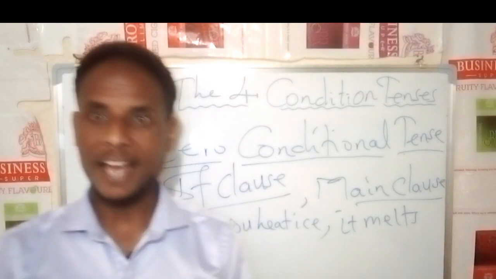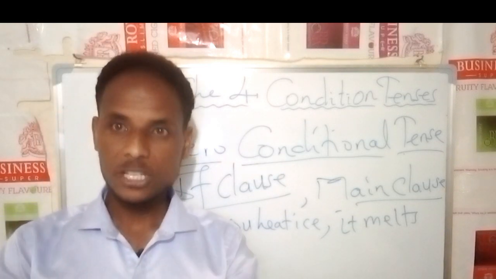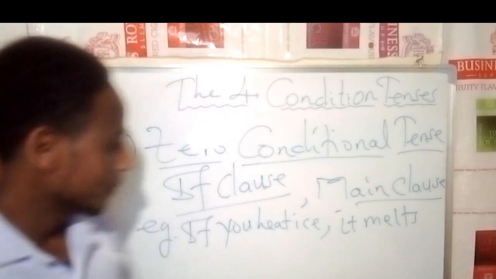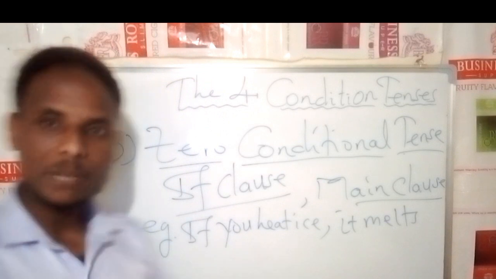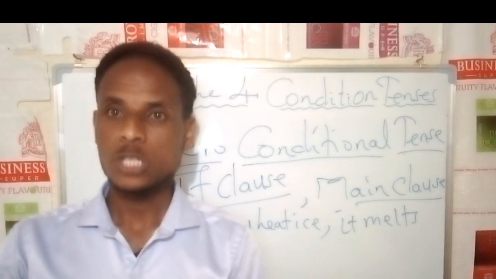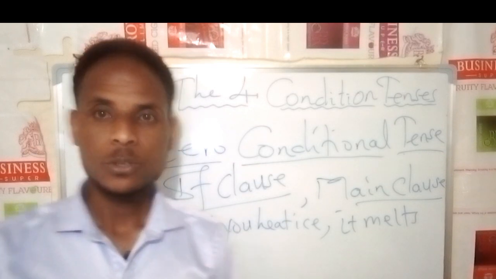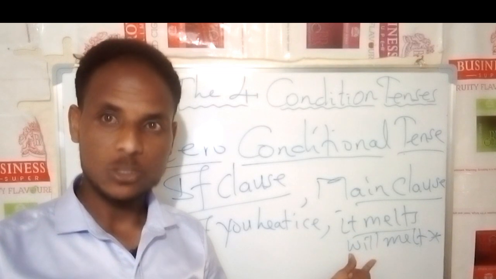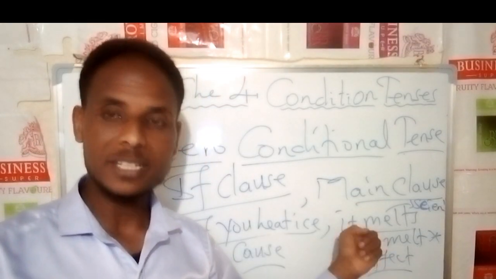If you hit ice, it melts. It's incorrect to say, if you hit ice, it will melt. No, because it's a scientific truth. So when talking about universal truths, geographic truths, scientific truths, and natural truths, use the zero conditional tense. There is 100% certainty that it melts. It's incorrect to say it will melt because it is a scientific truth.